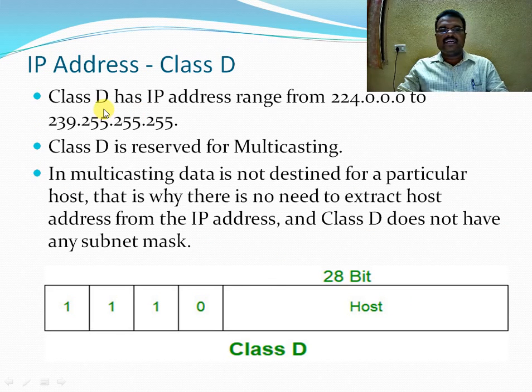So class D has IP address ranges from 224.0.0.0 to 239.255.255.255. Class D is reserved for multicasting. In multicasting, data is not destined for a particular host. That is why there is no need to extract a host address from the IP address, and class D addresses do not have any subnet mask. Out of 32 bits, the first 4 bits indicate that it is a class D address, and the remaining 28 bits are used for the host.